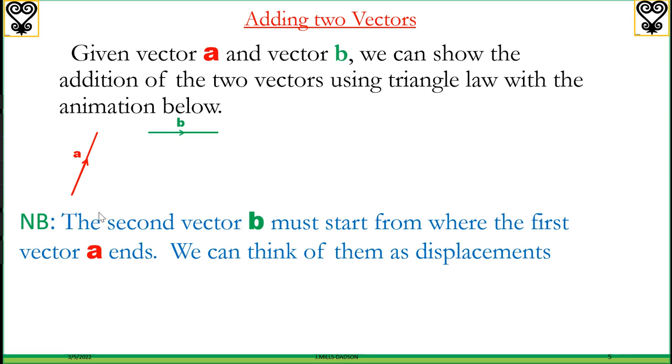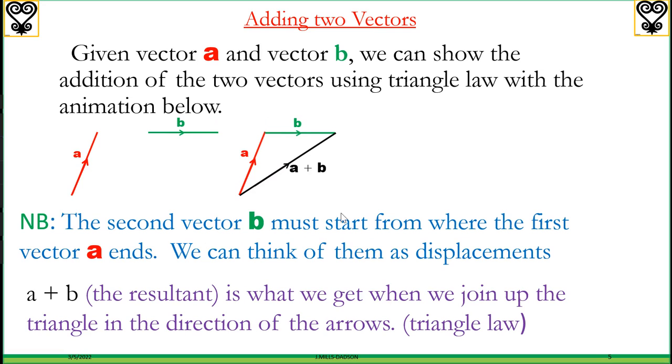Now what happens is that when you are showing addition of vectors, the second vector, in this case B, must start from where vector A ends. So this is vector A. If you want to add B, B should start from the end of A. And a line from the beginning of A to the end of B is what we call the addition of the two vectors. And what you need to understand is that this is also called the resultant vector.